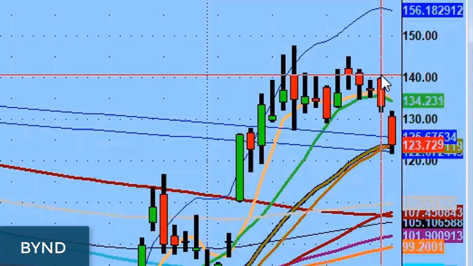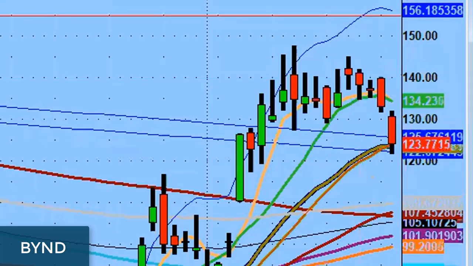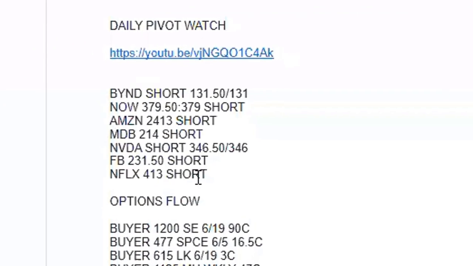So when you are swing trading, the key to the nightly email is, understand these are all daily charts, right? They're not 60-minute charts. They're absolutely all daily charts.